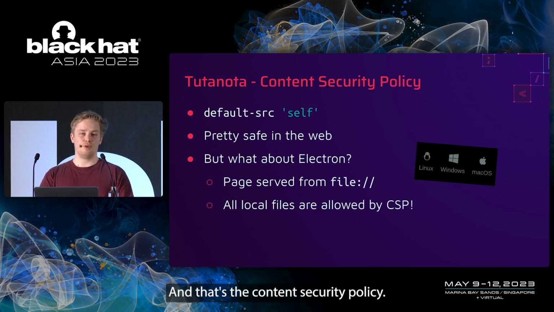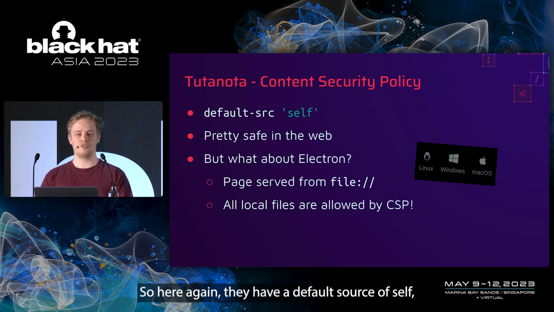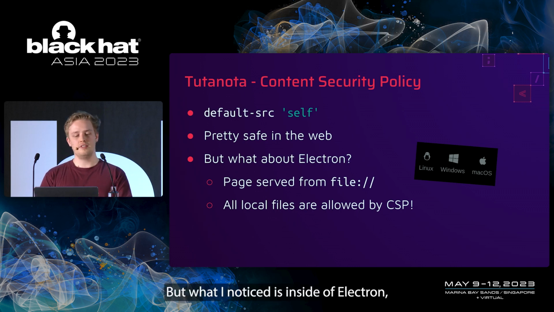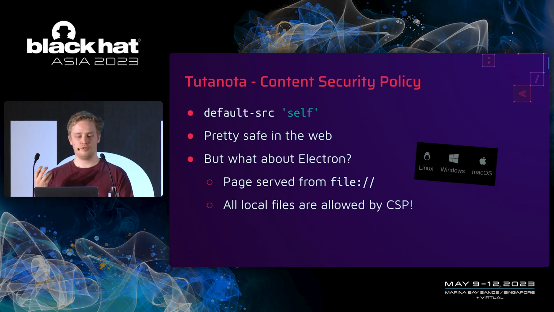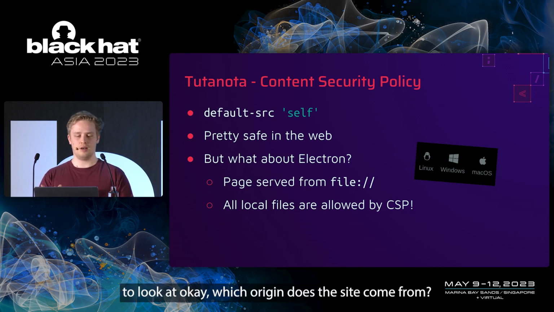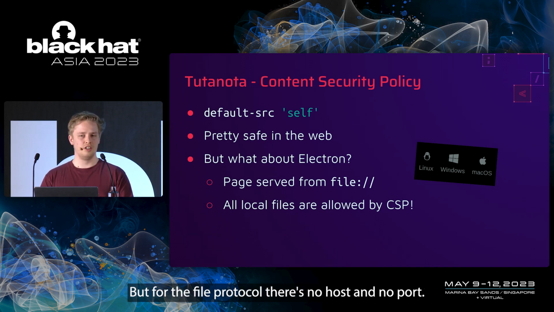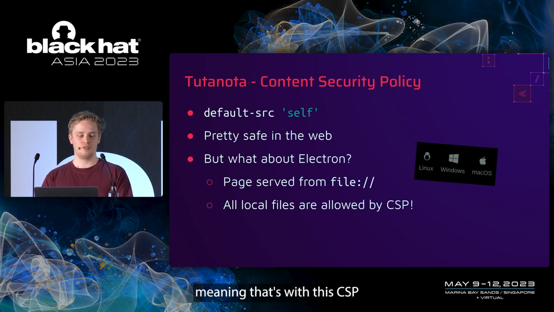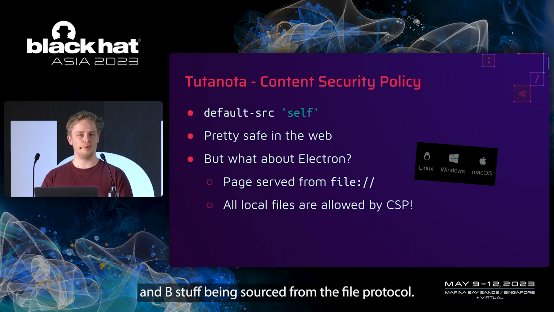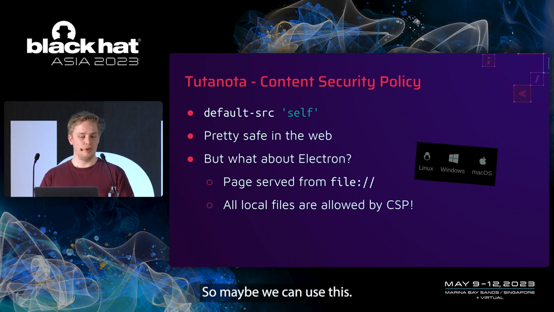And there's the content security policy. Here again, they have a default source of self, which is pretty secure, at least on the web. But what I noticed is, inside of Electron, all of the pages and JavaScript files are served from the file protocol. And the CSP uses self to look at which origin the site comes from. But an origin consists of a protocol, a hostname, and a port. For the file protocol, there's no host and no port, so it all boils down to just the file protocol, meaning that with this CSP and stuff being served from the file protocol, all local files on your disk are allowed by the CSP. So maybe we can use this.